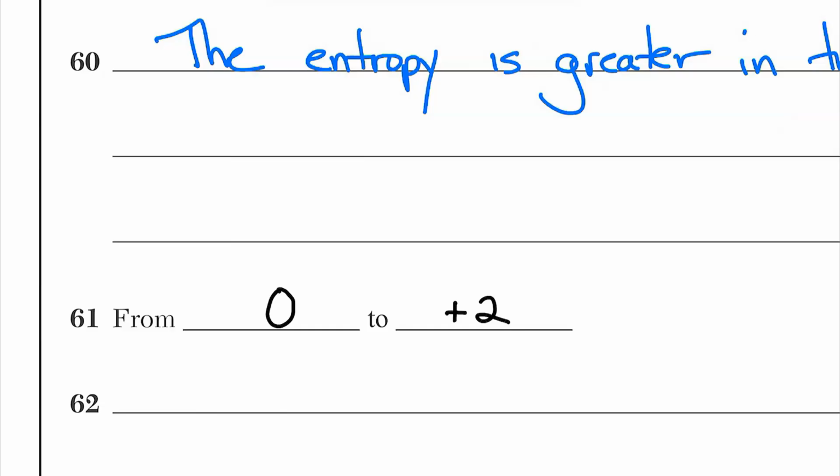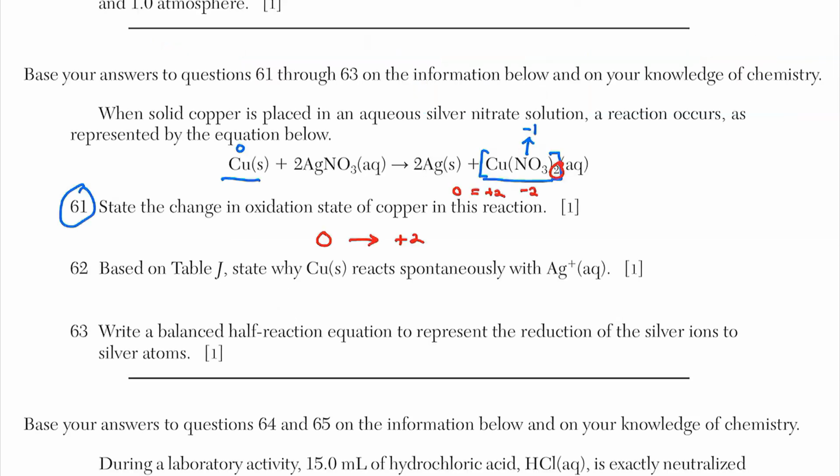Okay, number 62. Number 62. Based on table J, they're telling you to go to table J. State why copper reacts spontaneously with Ag plus. I'm having a tough time speaking this afternoon. So why does copper react with Ag plus?